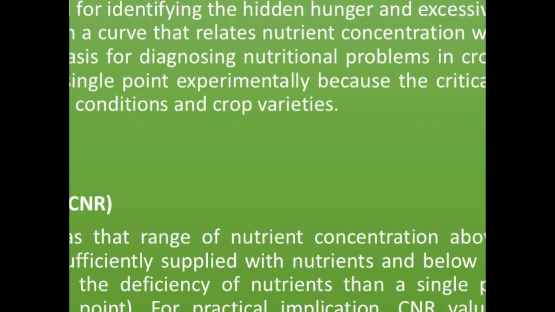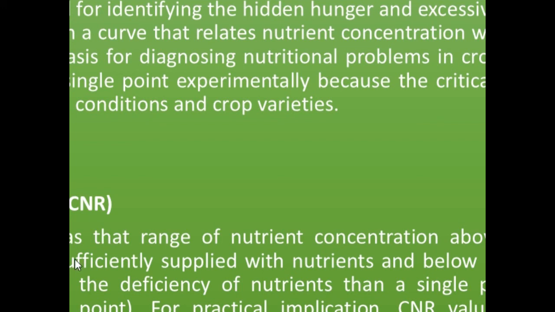So what is the critical nutrient concentration point? The critical nutrient concentration point is very crucial for identifying the hidden hunger and excessive uptake of nutrients. It implies a single point on a curve that relates nutrient concentration with yield. The concept is well established as a basis for diagnosing nutritional problems in crop plants. However, it is difficult to establish a single point experimentally because the critical point may vary under different environmental conditions and crop varieties.